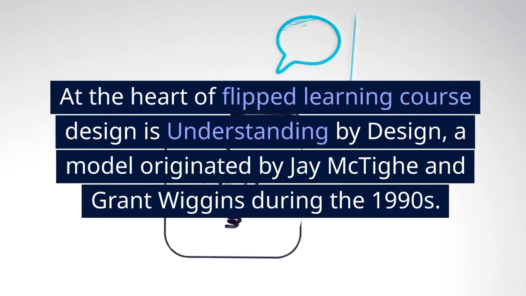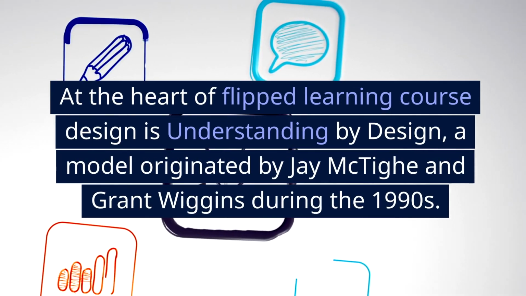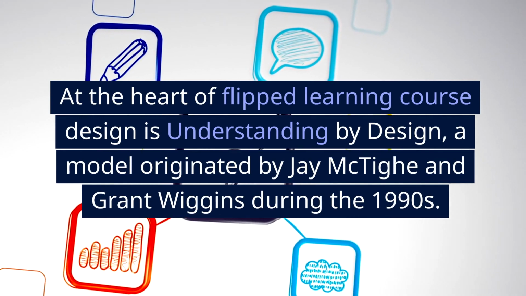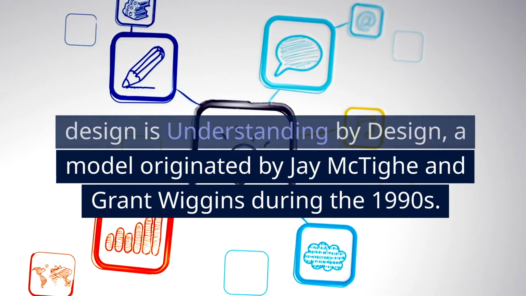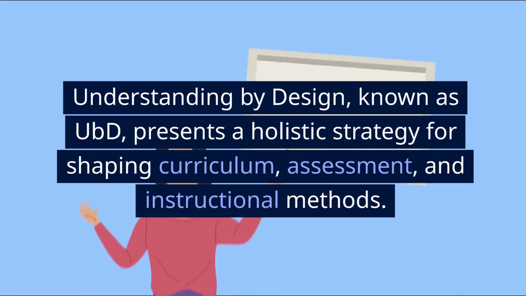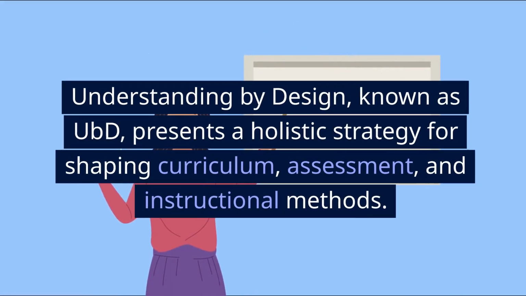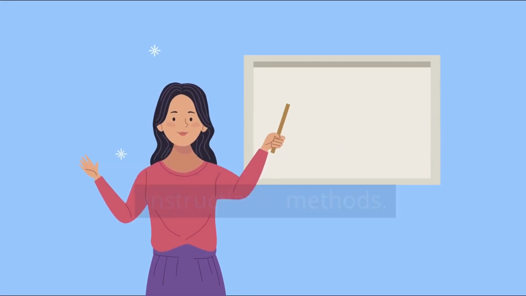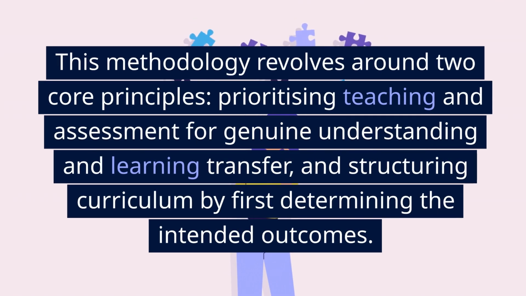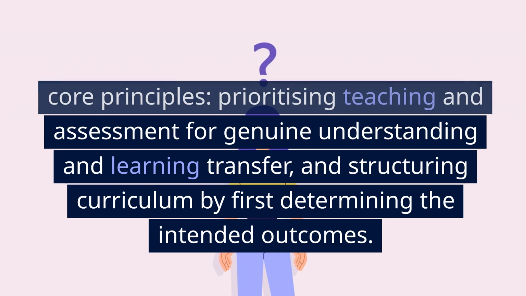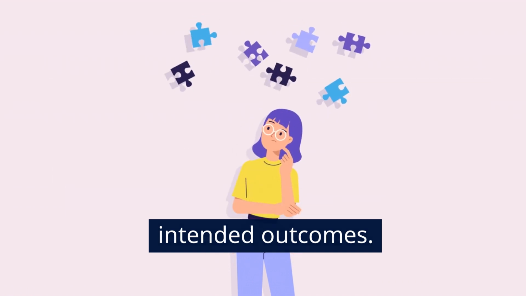At the heart of flipped learning course design is Understanding by Design, a model originated by Jay McTighe and Grant Wiggins during the 1990s. Understanding by Design, known as UBD, presents a holistic strategy for shaping curriculum, assessment, and instructional methods. This methodology revolves around two core principles: prioritizing teaching and assessment for genuine understanding and learning transfer, and structuring curriculum by first determining the intended outcomes.